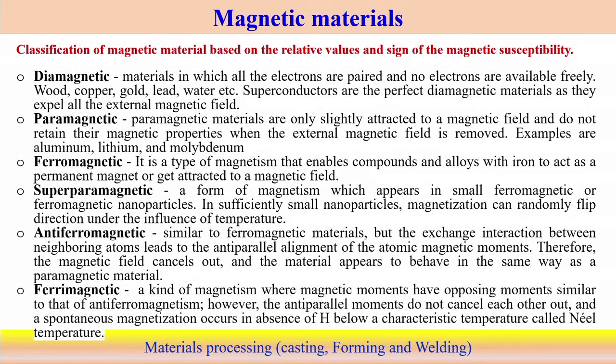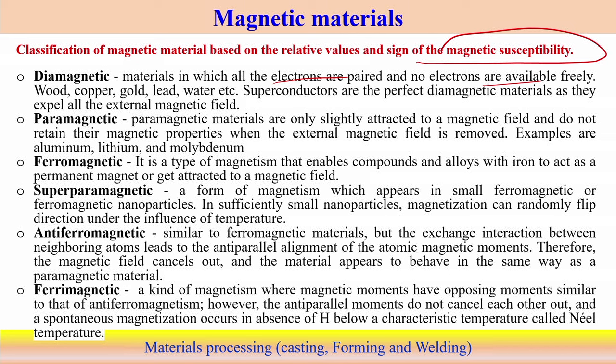Now if you look into the classification of magnetic materials based on the relative values and the sign of the magnetic susceptibility, that means depending upon the extent of the magnetic properties, these materials can be classified into different types. One is the diamagnetic materials, which simply do not have any kind of magnetic effect. In this case the electrons are paired and no electrons are available freely, so the magnetic properties are neutralized. For example, wood does not have any magnetic properties. Similarly, copper, gold, lead and water can be considered diamagnetic materials.